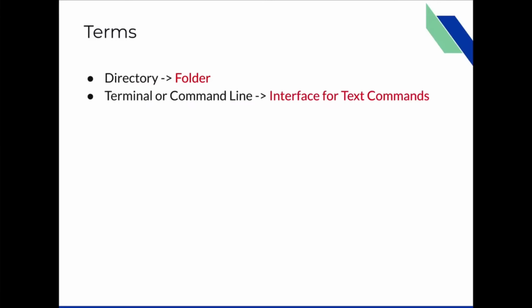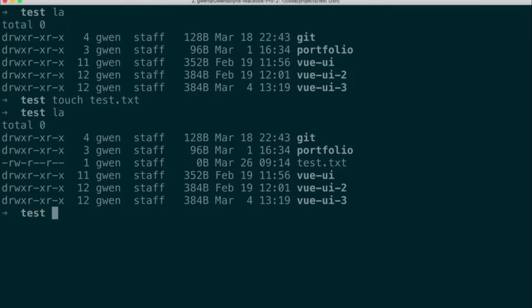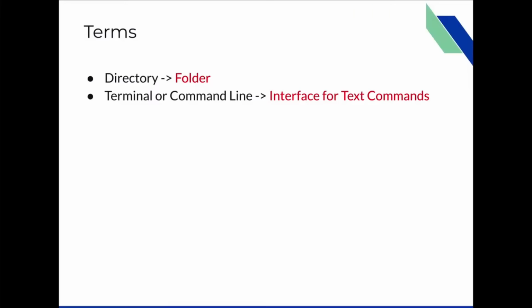So let's look at some of the terms that you're going to see in this video. First of all, I use the term directory, which is also known as a folder on your computer. When I reference the terminal or command line, I basically mean an application that runs on your computer, which is just an interface where you can type in text commands. You can navigate around files and folders, create files, change, update things, install and run programs, and much more. You might also hear me use the term CLI, which is just the command line interface.